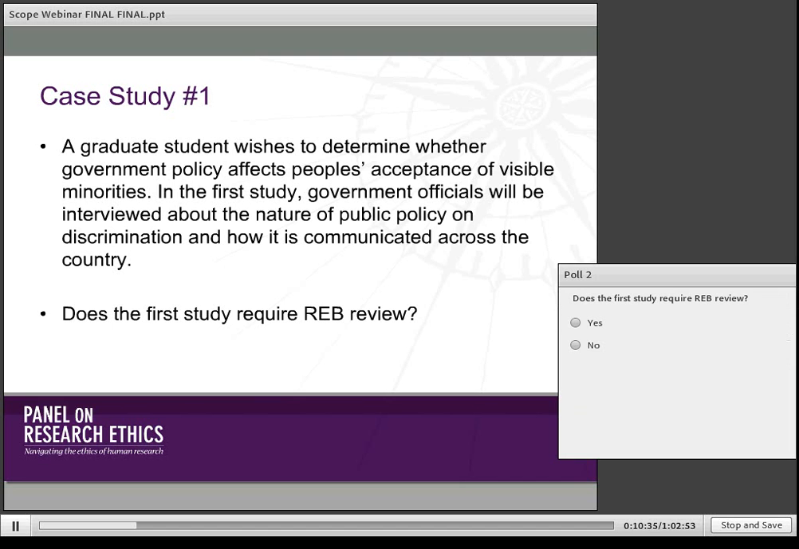I've opened up a poll that addresses this situation. In this example, this is case study number 1. In this example, the researcher is interviewing a government official about public policy. Please read the case study and answer the question that you see in the window. The polling question is, does the first study require REB review? And I see people are polling. I'm not showing you the results yet, just because I don't want to skew the data.